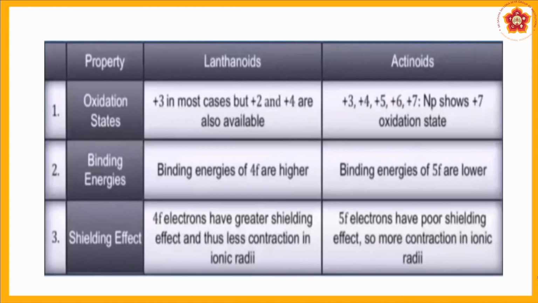So now let us see certain differences or similarities. This table is not just to depict the difference, it can also be similarities in the compound. The very first reason, oxidation states. For lanthanoids it says it is +3 in most cases, just now we have discussed it, and for actinoids many such states are possible. Binding energies of 4f are higher, 5f are lower.